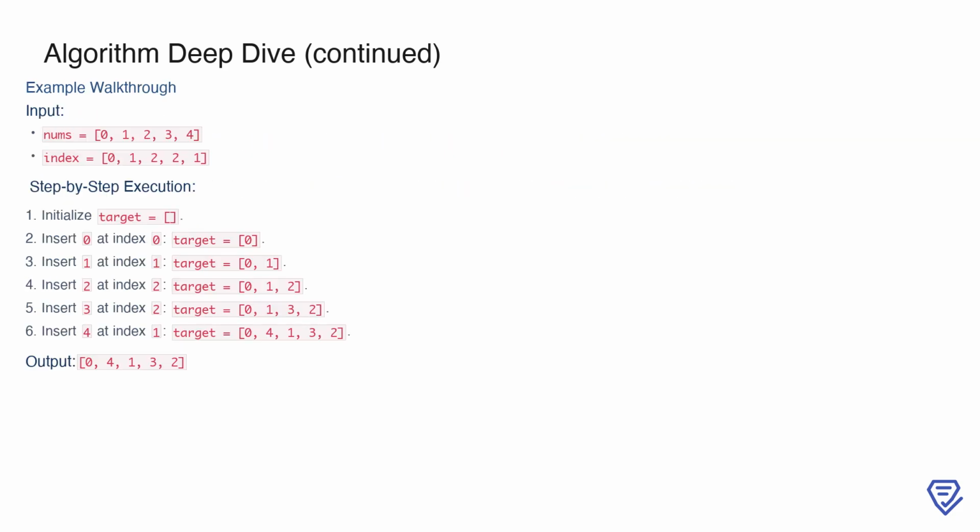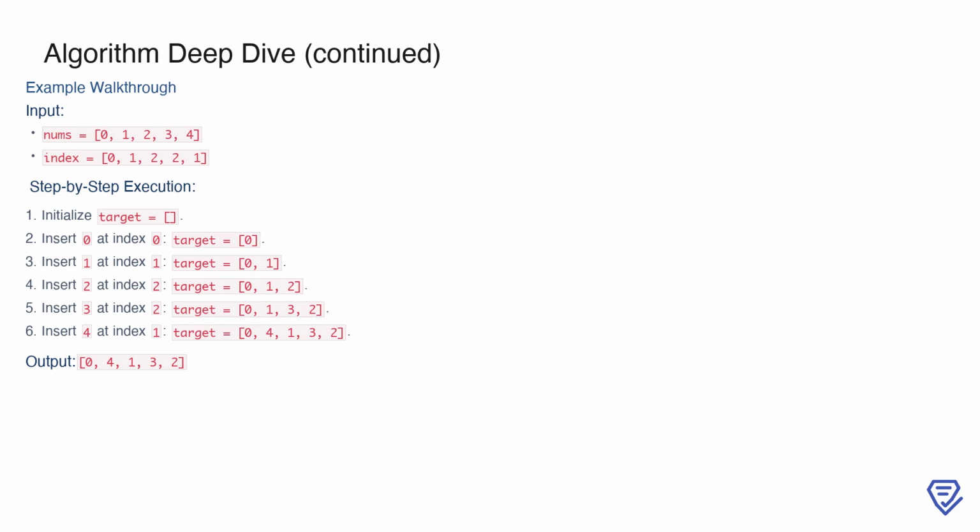Let's walk through an example step by step to see the algorithm in action. The input arrays are nums equals 0, 1, 2, 3, 4, and index equals 0, 1, 2, 2, 1. We start with an empty target array. First, we insert 0 at index 0, resulting in 0. Then, we insert 1 at index 1, making the array 0, 1. Next, we insert 2 at index 2, giving 0, 1, 2.